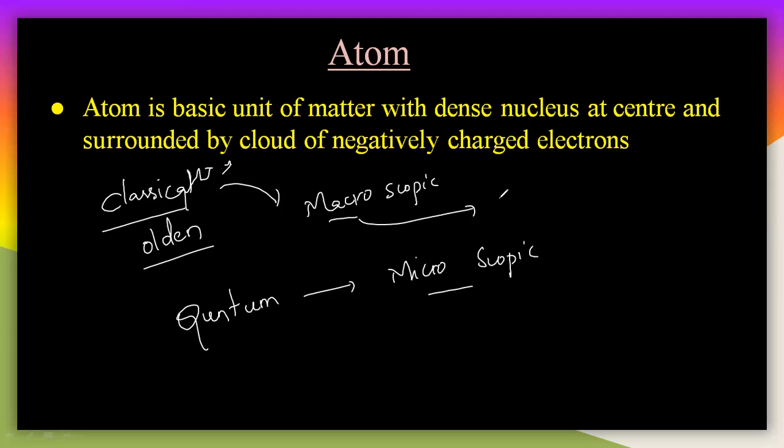Macro is nothing but very big. It is greater than 10 to the power of 6. Generally it is called macro. Micro is generally less than 10 to the power of minus 6. So macro is nothing but very large.